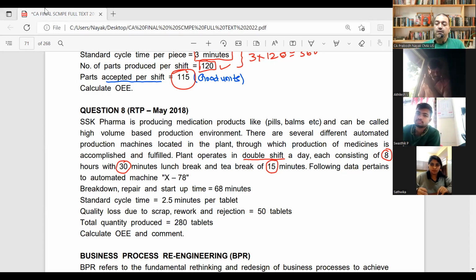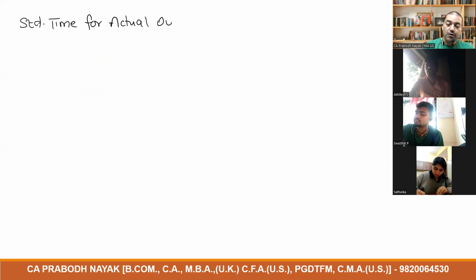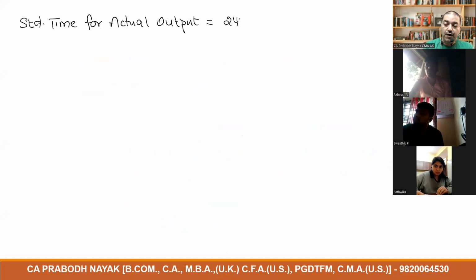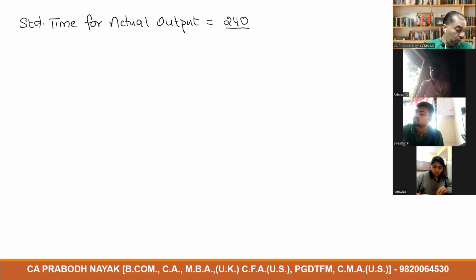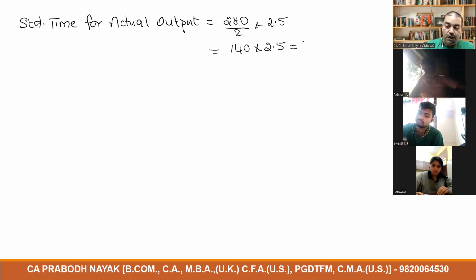So working that out, I will be getting standard time for actual output. Standard time for actual output is equal to 280 divided by 2, into 2.5. So 140 into 2.5. That is going to be equal to 350 minutes.